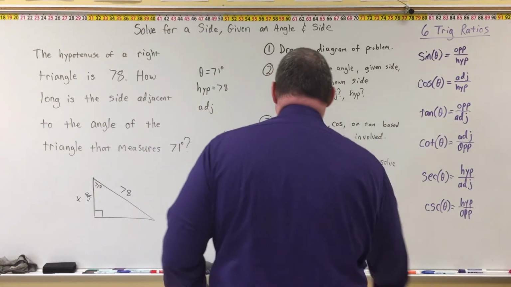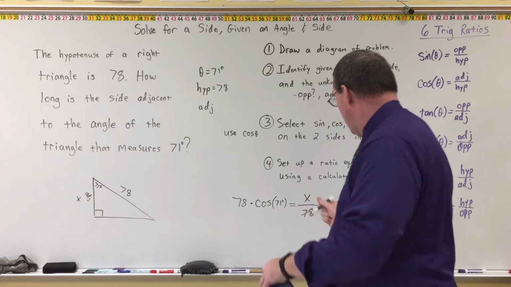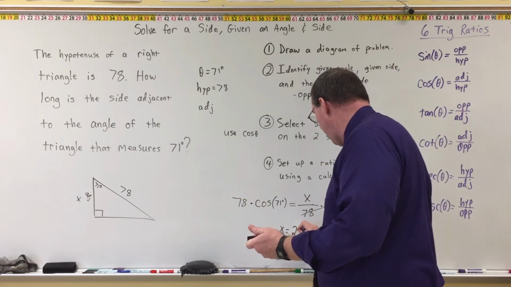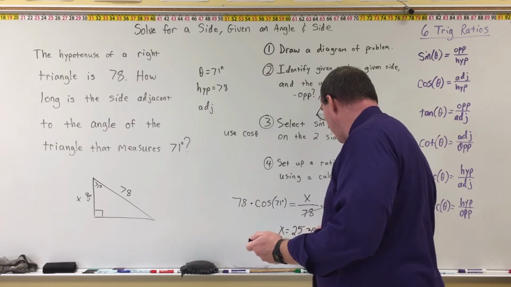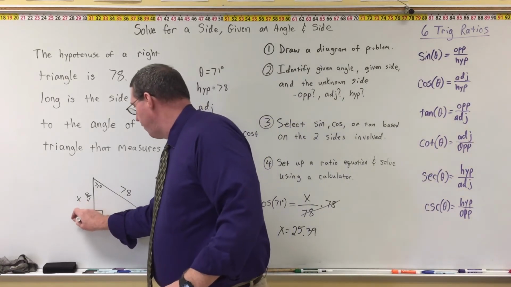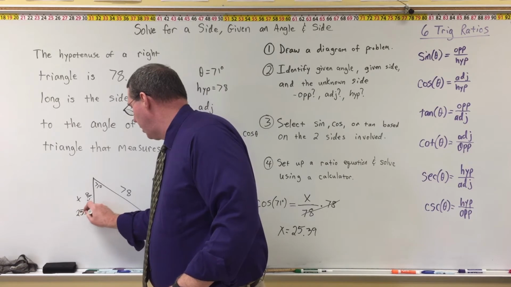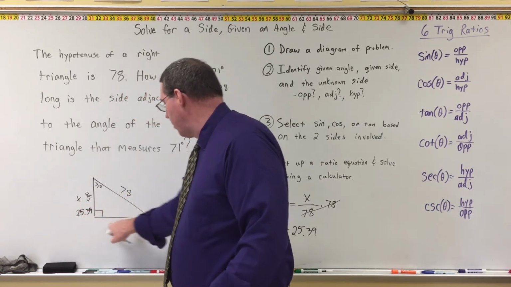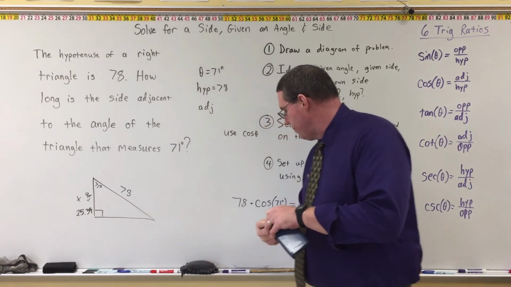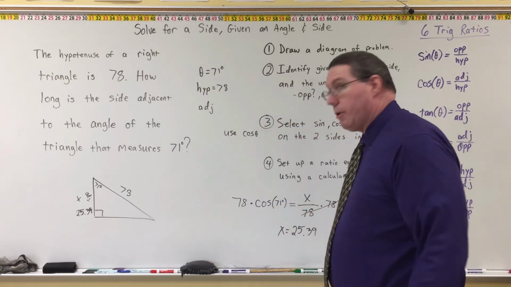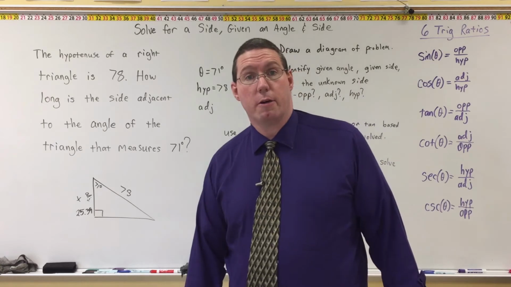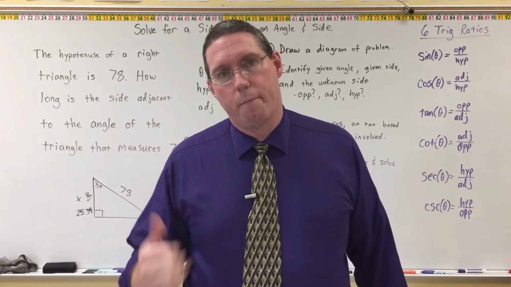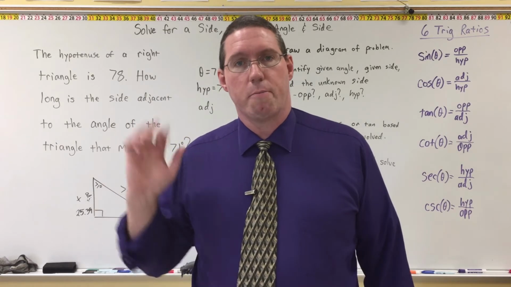And so the length of X, or the adjacent side, is equal to 25.39, okay? Now with that, I could use the Pythagorean theorem and find the length of the opposite side, but the question is not asking me to do that, so I'm not going to. Okay. All right, let's work on a couple of real life examples, just to get some practice doing this.